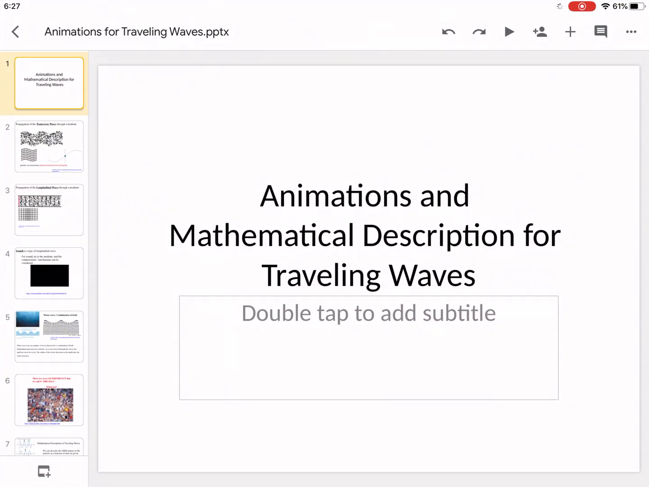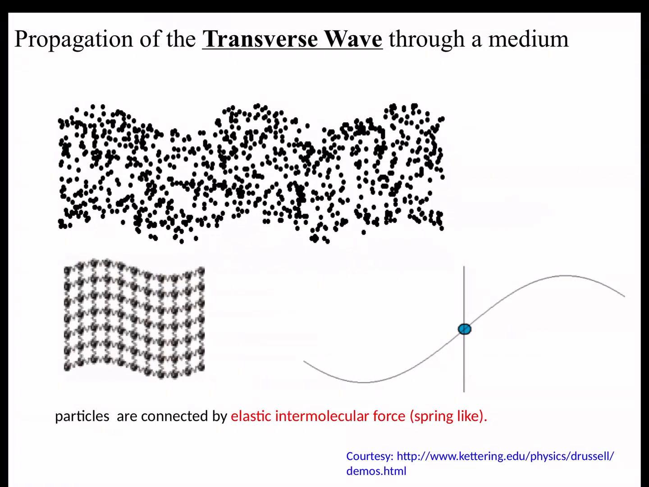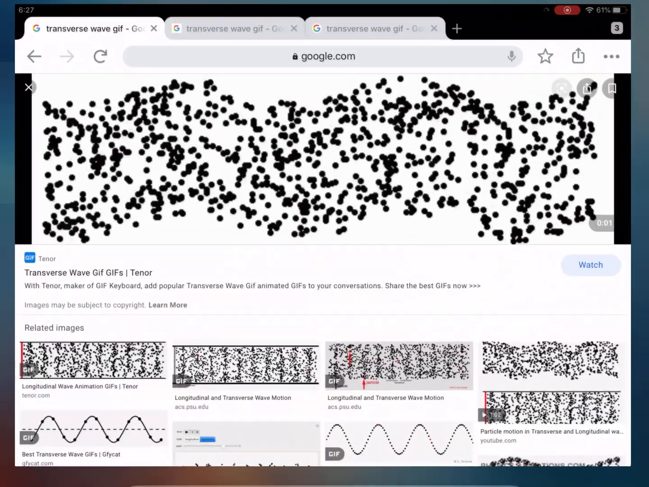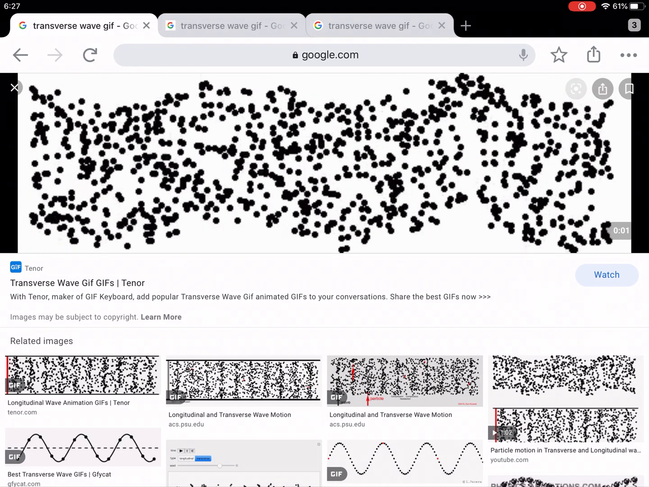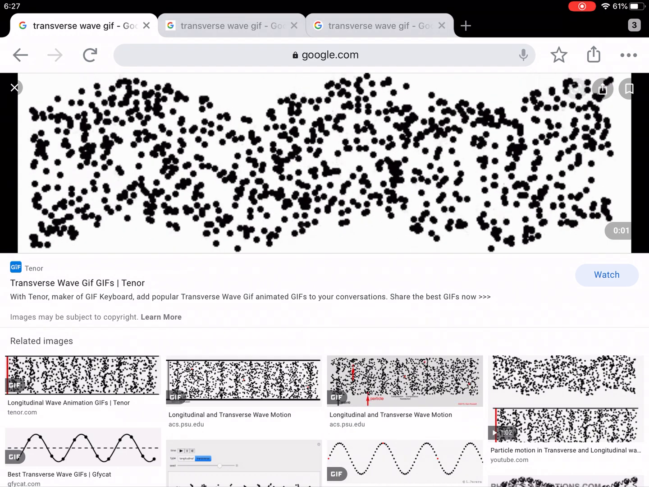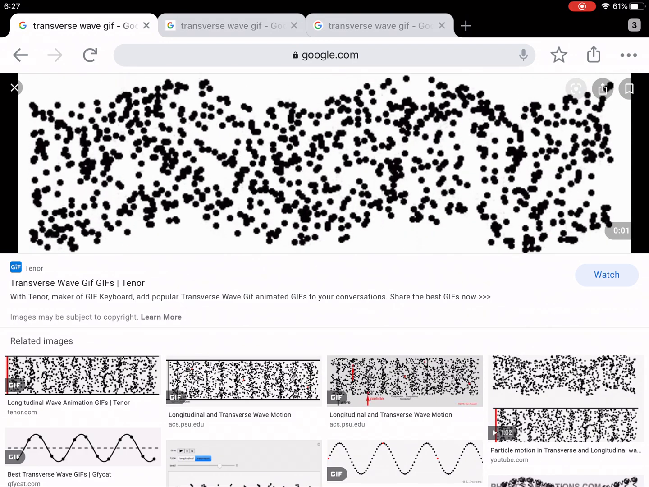I have some animations, but the animations don't work on the iPad, so we're going to Google these. But this kind of motion is motion of the medium up and down while the wave is going right or left. So let me show you what I'm talking about here. This is a transverse wave. Again, the atoms are going up and down, but the wave is traveling to the right.